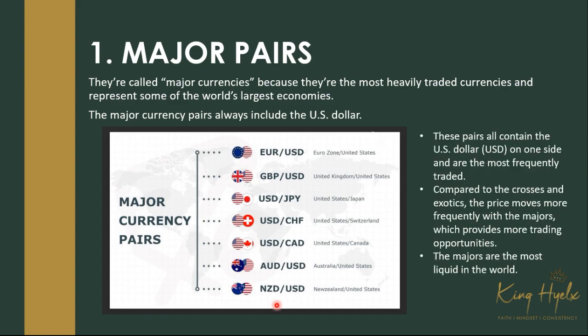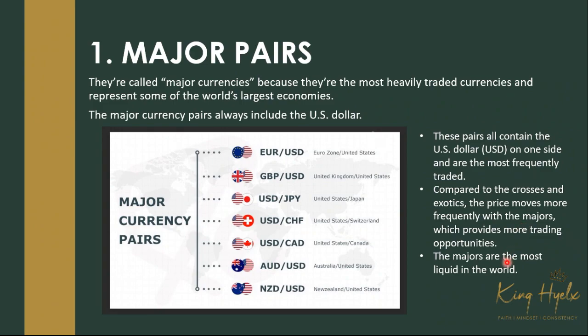Now these pairs all contain the United States dollar, as we've established, on one side and are the most frequently traded. Compared to the crosses and exotics, the price moves more frequently, which provides more trading opportunities. Earlier we established that we make money from changes in exchange rates. So basically we want the exchange rate to be changing more, right? With the major currency pairs, the price moves more frequently, so of course it provides more trading opportunities in contrast to those that don't move as frequently. The majors are the most liquid in the world.